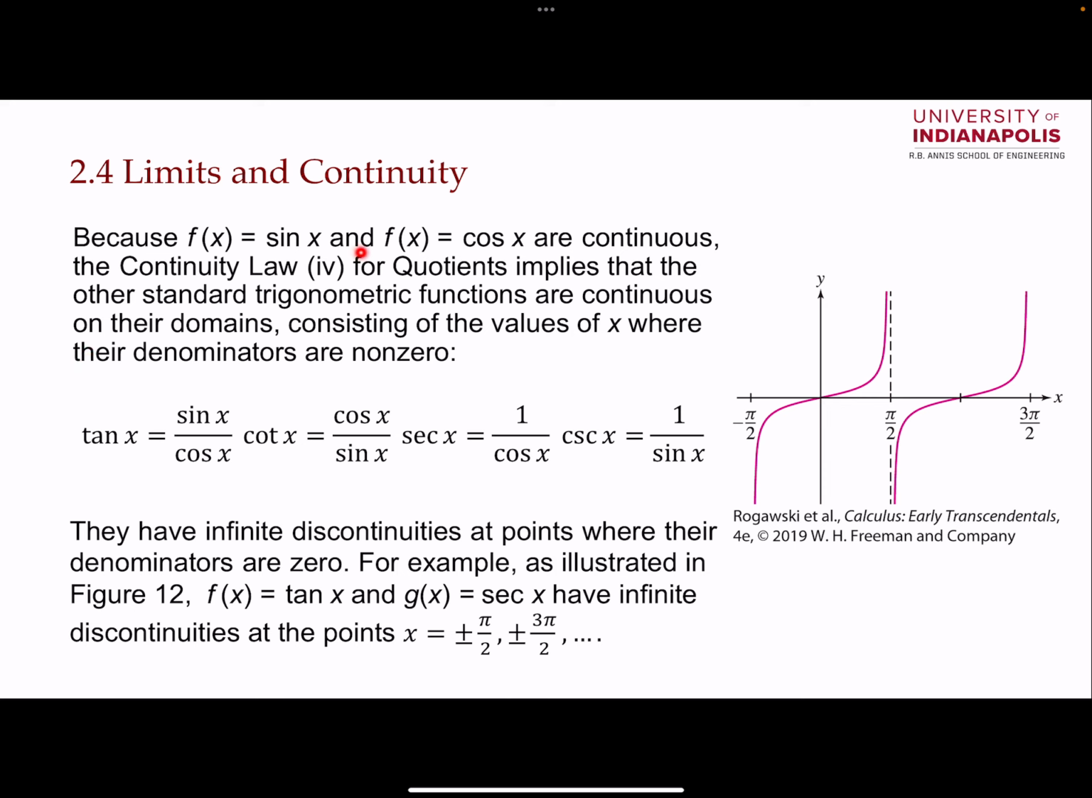Since f(x) = sin x and f(x) = cos x are continuous, then tangent of x is continuous, cotangent of x is continuous, secant of x is equal to 1 over cosine x, and cosecant is equal to 1 over sine x. So whenever sine x or cosine x is zero, tan x goes to infinity. So it's a kind of piecewise continuous function, continuous where sine x and cosine x are continuous.